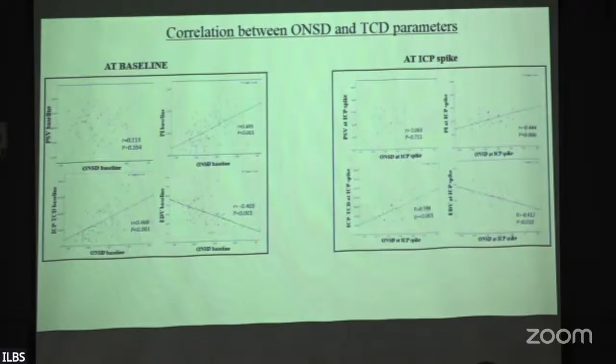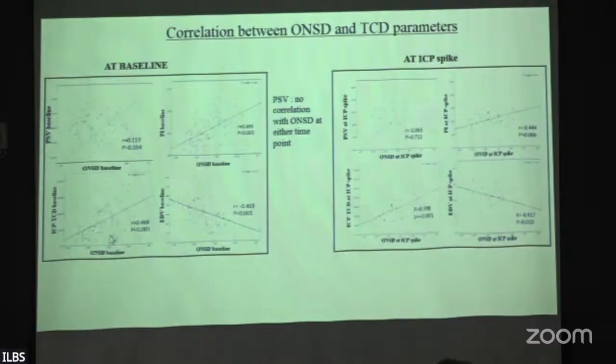This was fulfilling the first secondary objective. We correlated the ONSD and TCD parameters at baseline and at the time of ICP spike. We saw that among the TCD parameters, PSV at baseline and PSV at the ICP spike did not correlate with ONSD. However, other parameters like the PI, ICP TCD, and end diastolic velocities correlated with ONSD.